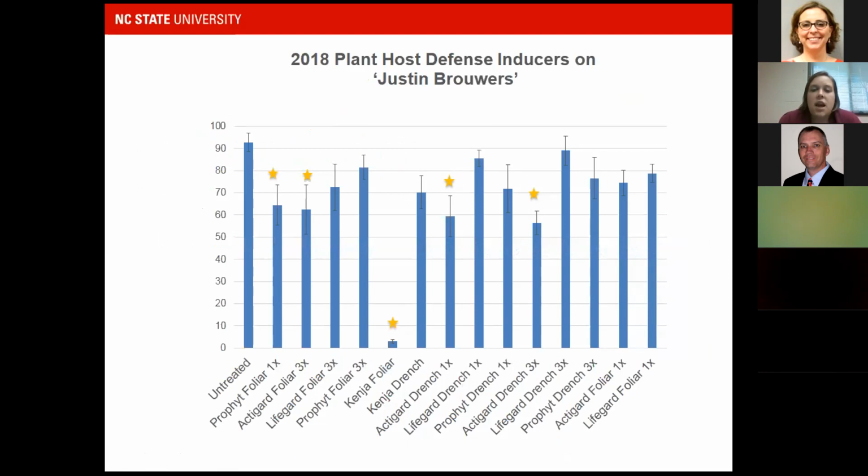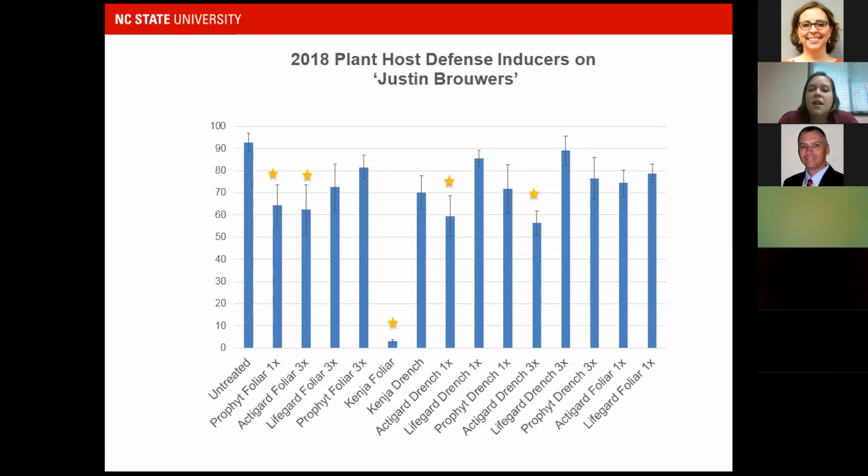So the first thing I'll talk about this year is looking at the plant host defense inducers on the Justin Brouwers. This is the highly susceptible cultivar. And the main thing, we had different treatments here.